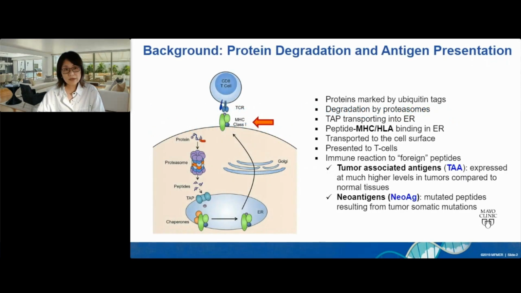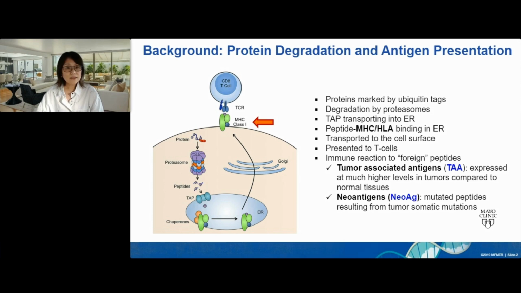First, what are neoantigens? As shown here in this perhaps overly simplified diagram, proteins are degraded and the peptides are transported into the ER. In the ER, peptides are loaded onto MHC molecules, and the peptide-MHC complex is then transported to the cell surface and presented to the T cells. T cells read each peptide to determine if it is foreign and if it's necessary to mount an immune response.